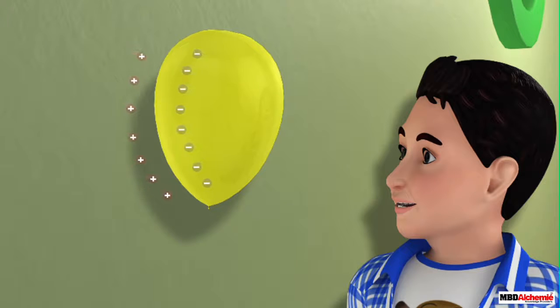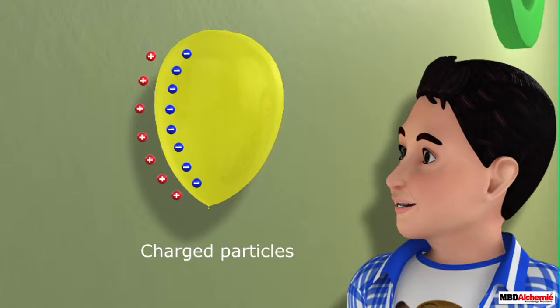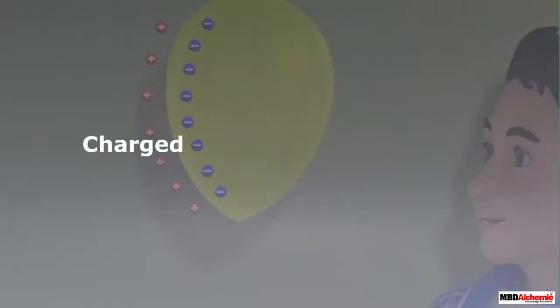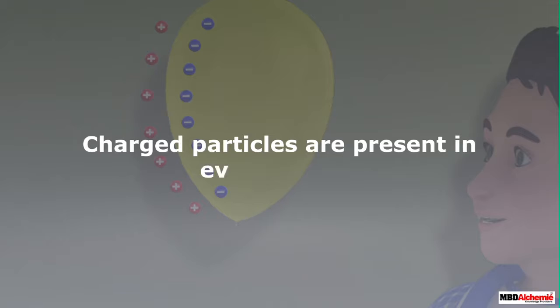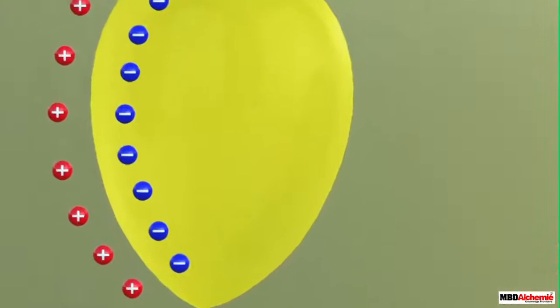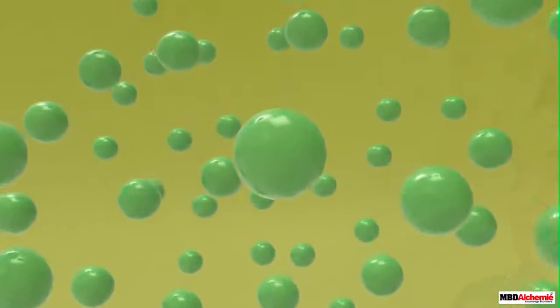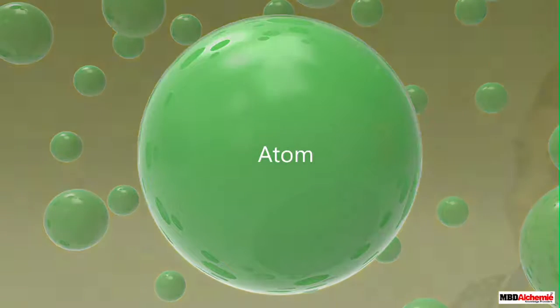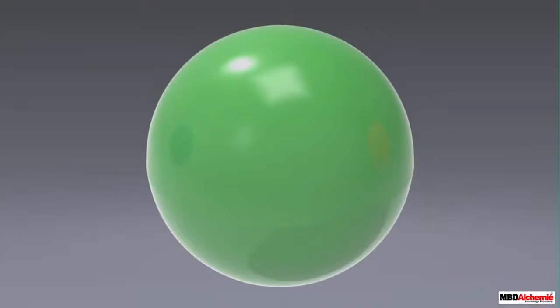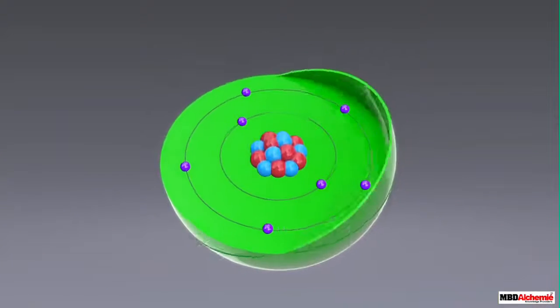The charges on these two in turn develop due to the charged particles present in them. In fact, such charged particles are present in every matter. Now let us see where actually these charged particles are present inside matter, and what are these? We know that matter is made up of atoms. So, it is the atom which has these charged particles.